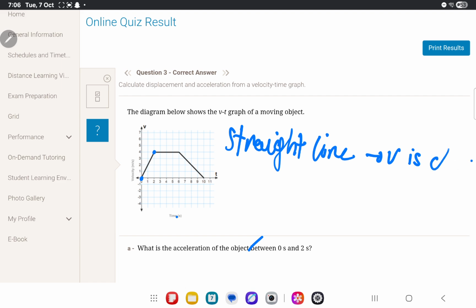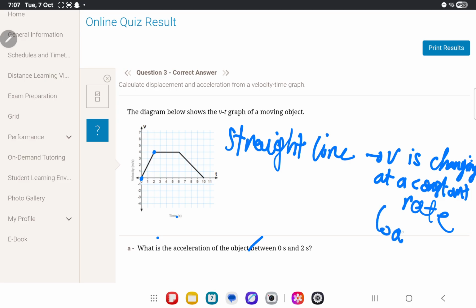V is changing at a constant rate. What does this mean? Essentially, what is the rate of change of velocity? That's acceleration. That means acceleration is constant. Because if V is changing at a constant rate and acceleration is the rate of change of velocity, what does that mean? Acceleration is constant. And what does that mean? That means we're in UARM at this phase.